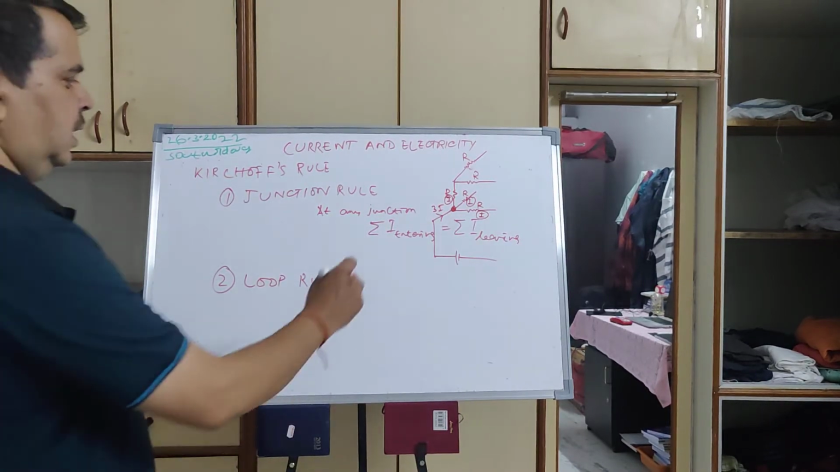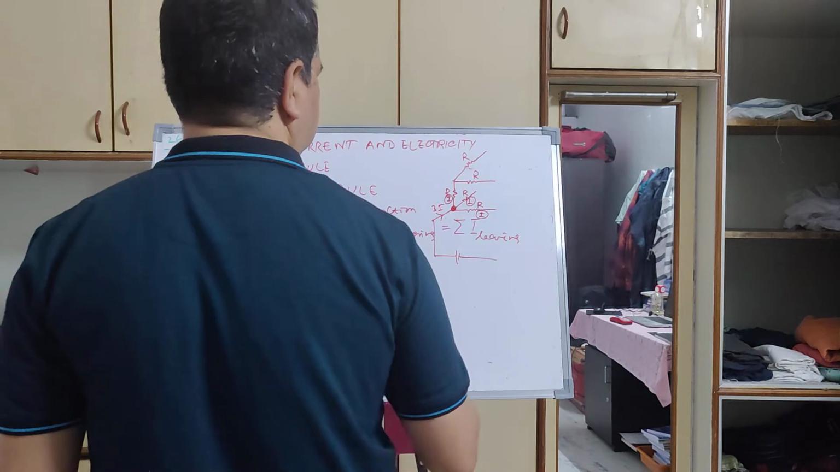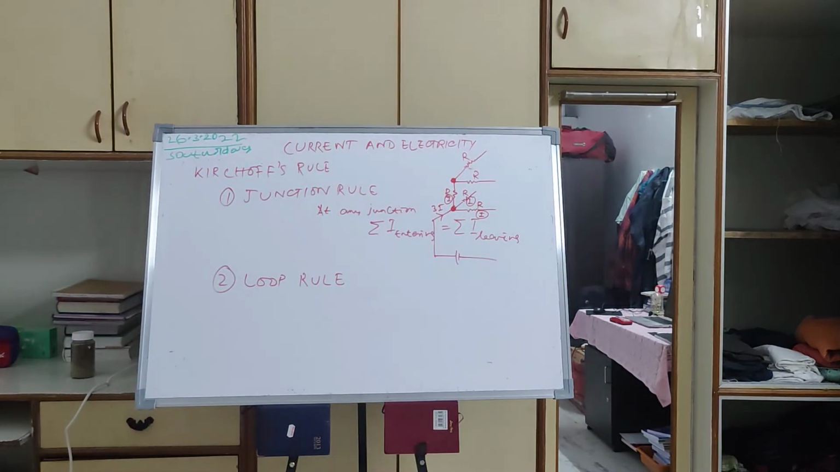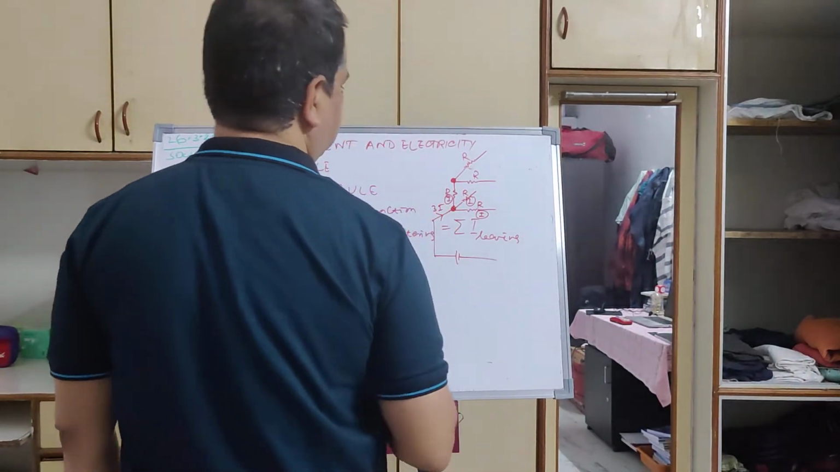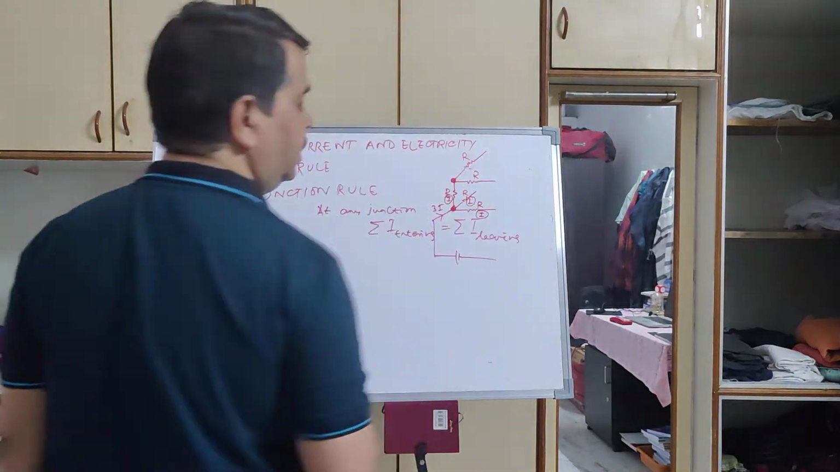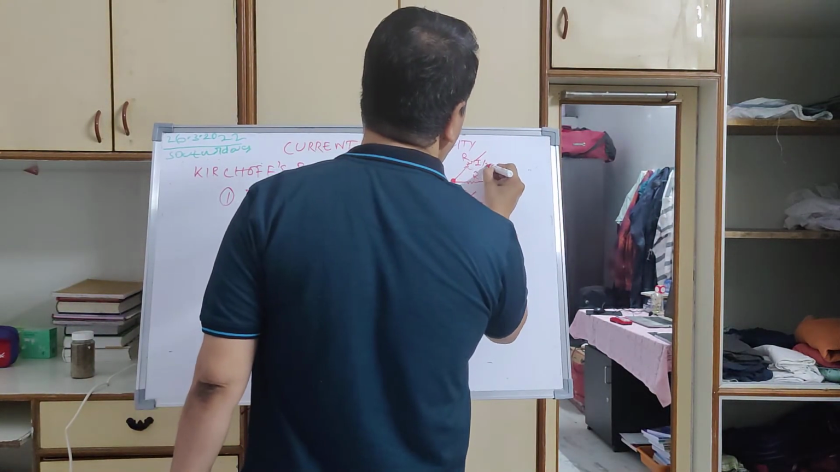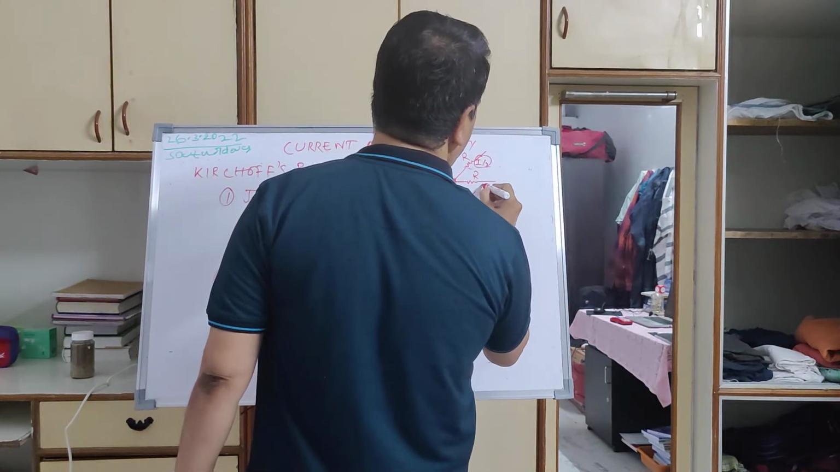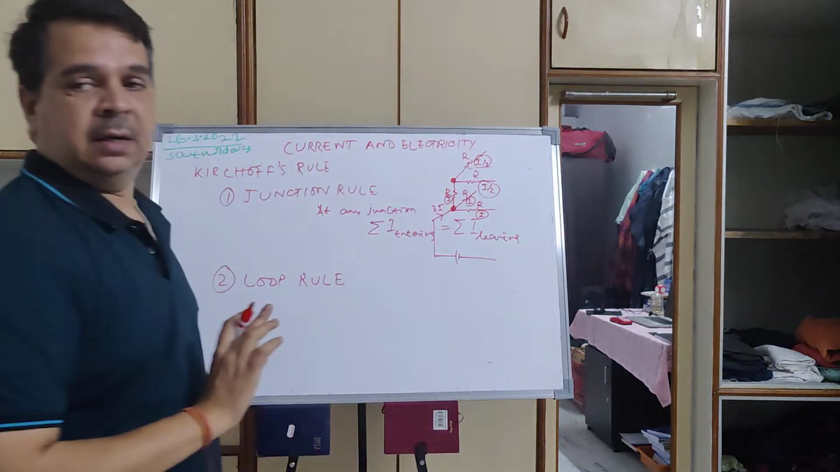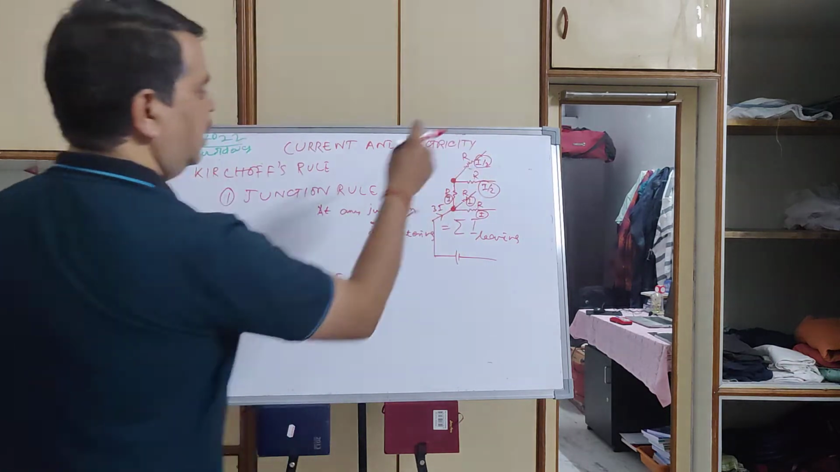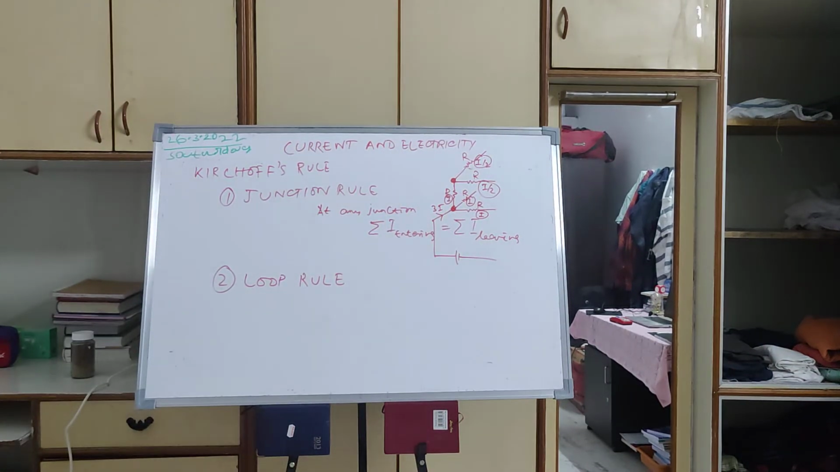After you finish one junction, you go to another junction. Junction by junction you will go. Here I has entered, and again it faces equal resistance, so I will get divided into I by 2 and I by 2. I is entering here, this I is getting branched out, so only I will come out. So I by 2, I by 2. This is the junction rule.